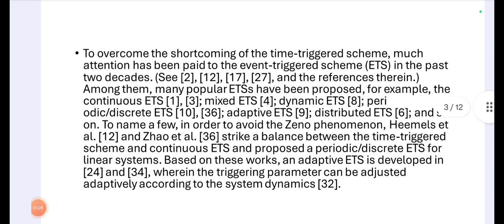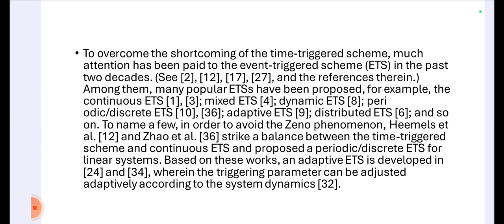So here, to overcome the shortcoming of the time triggered scheme, much attention has been paid to the event triggered scheme (ETS) in the past two decades, and the references therein among them. Many popular ETSs have been proposed. For example, the continuous ETS, mixed ETS, dynamic ETS, discrete ETS, adaptive ETS, distributed ETS, and so on, to name a few.